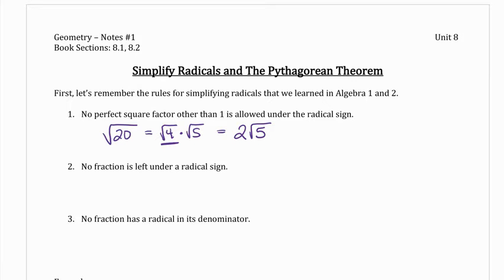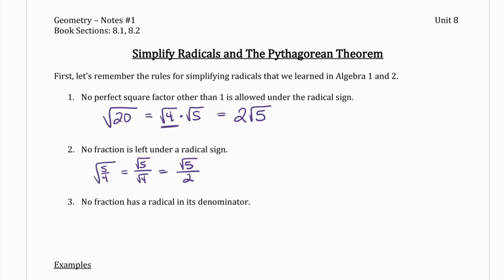Another one is we never want to leave a fraction under a radical sign. So if I had something like the square root of 5/4, anytime you see a fraction under a radical, remember you can split that and make that the square root of 5 over the square root of 4. And then we know what the square root of 4 is, so that becomes radical 5 over 2. We don't want to leave that a fraction. We want to split those and do each one individually.